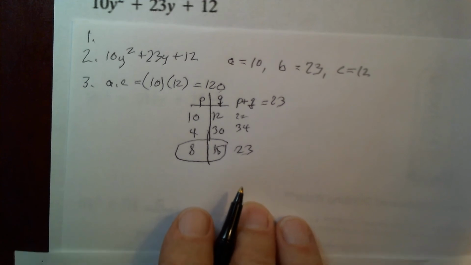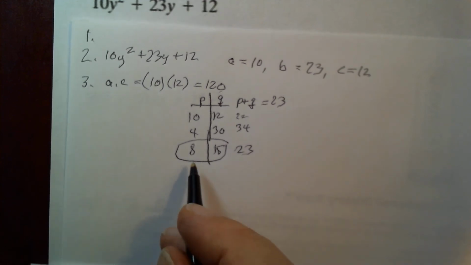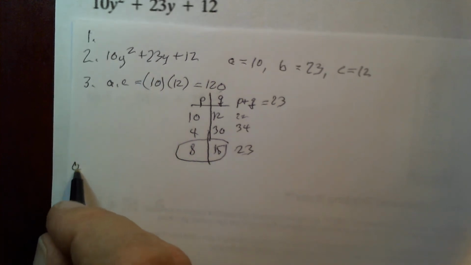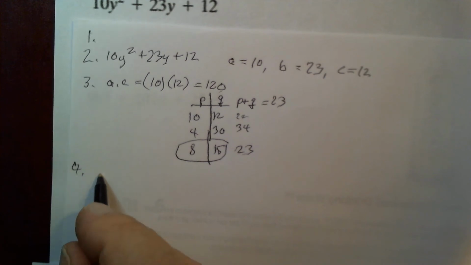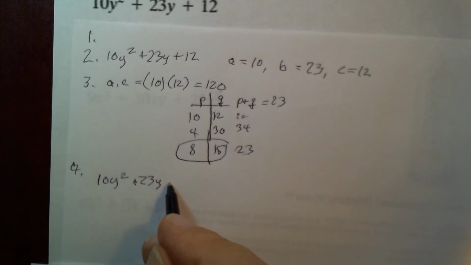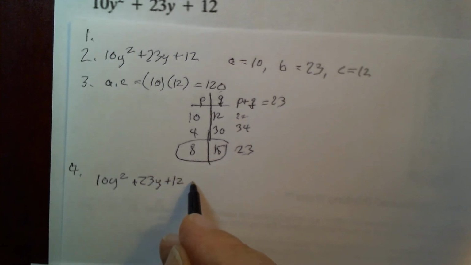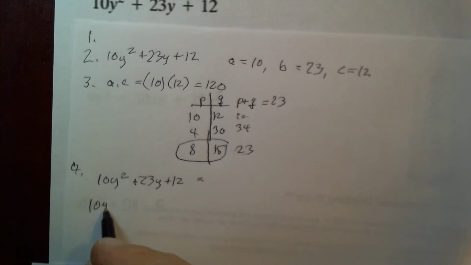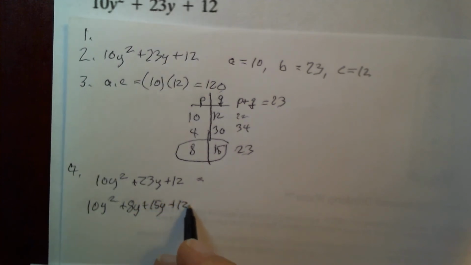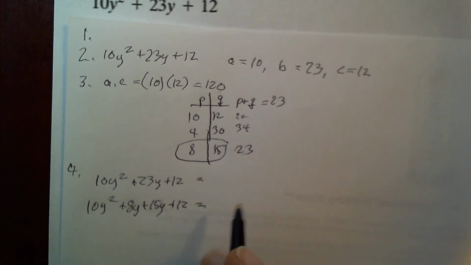That means we can rewrite our middle term using P and Q, that's 8 and 15, to split up the middle term. So step 4. We write 10y squared plus 23y plus 12. And we rewrite the middle term now using 8 and 15: plus 8y plus 15y plus 12. And again, notice that these two expressions are equivalent, since 8y plus 15y is 23y.